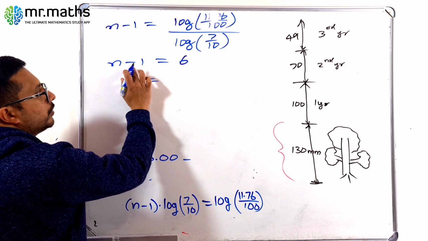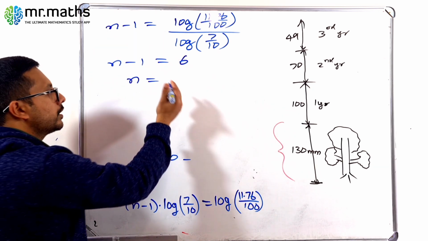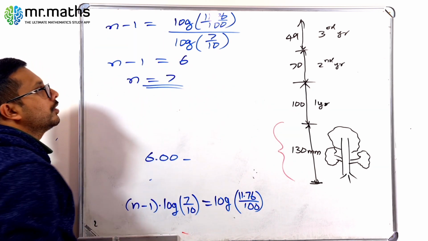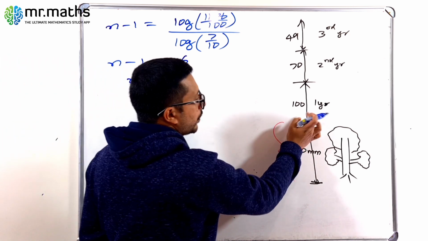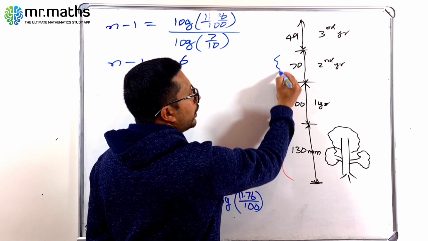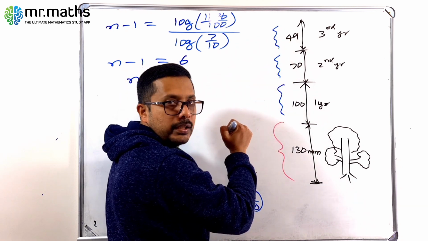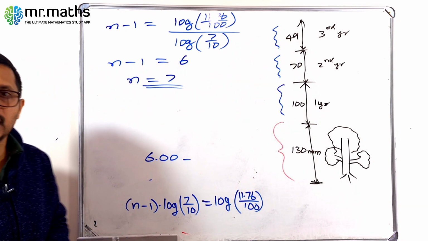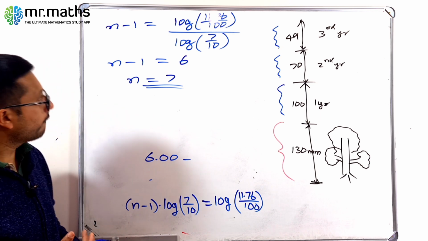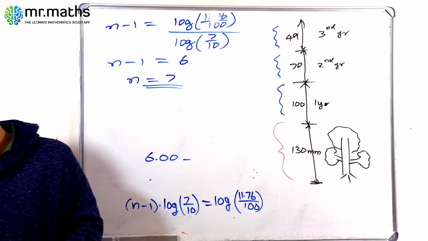So n is equal to, take this minus 1 to the other side, 6 plus 1, that is 7. So it means that on the 7th year the height increased. This is the first year, height increased. This is the second year, height increased. This is the third year, height increased. Like that, on the 7th year the height increased is 11.76. So that is question number 3.2.